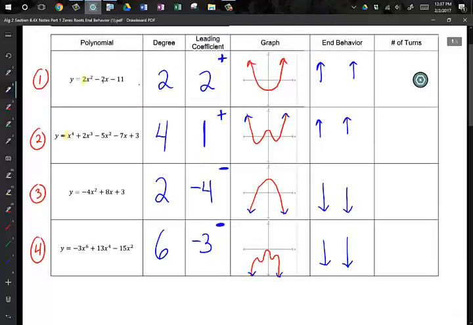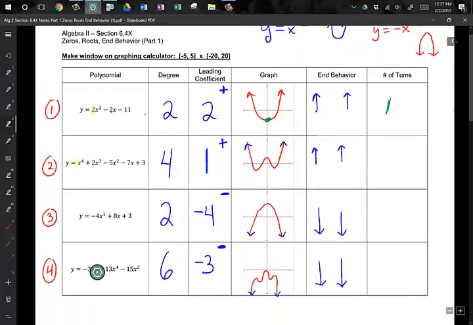Now, I'm going to change colors to green. I'm going to put a dot there, and I would think you would all agree that is a relative minimum. True? Bottom point. So at that point, the graph turns. It goes from going down to going up. So we call that a turn. So this has one turn.